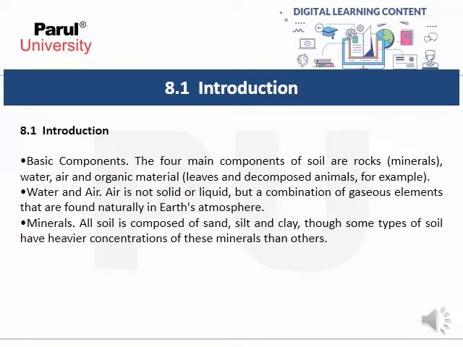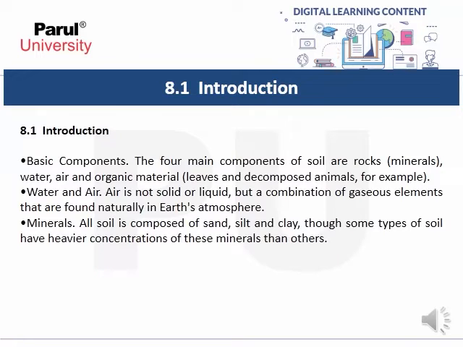Introduction. Basic components. The four main components of soil are rocks, minerals, water, air and organic matter, organic material, for example leaves and decomposed animal matter. Water and air. Air is not solid or liquid but a combination of gaseous elements that are found naturally in Earth's atmosphere. Mineral. All soil is composed of sand, silt and clay.